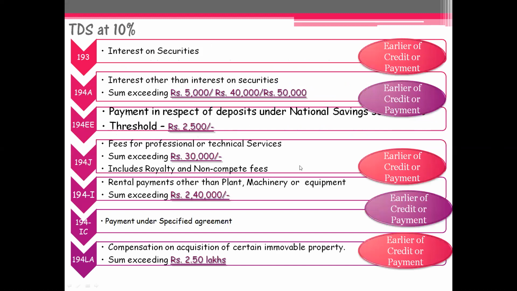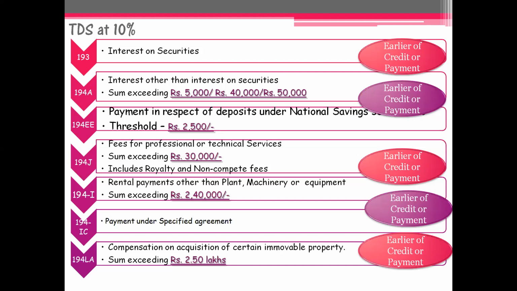Next is TDS at 10%. Pardon me if there are too many details on this one single page. First is 193, interest on securities, where 10% is applicable. It's a plain reading; there are almost 10 exceptions to this general rule on interest on securities. Just give it a quick run through in case it comes in your 1 mark question or something. The second case is 194A, interest other than interest on securities. The first exception is that any interest other than interest on securities will be subject to tax under 194A. What is yet another exemption?